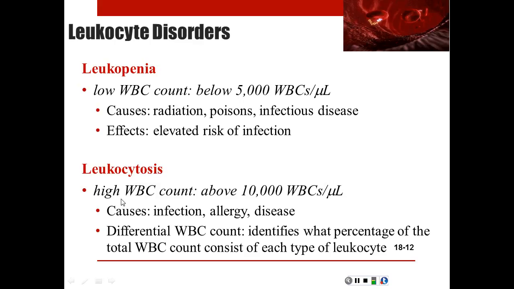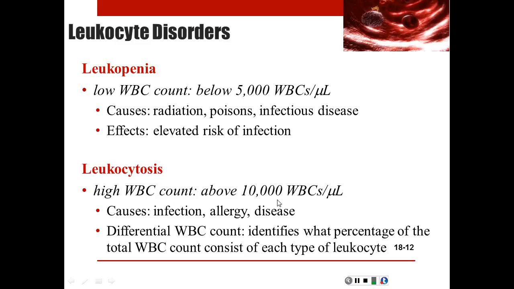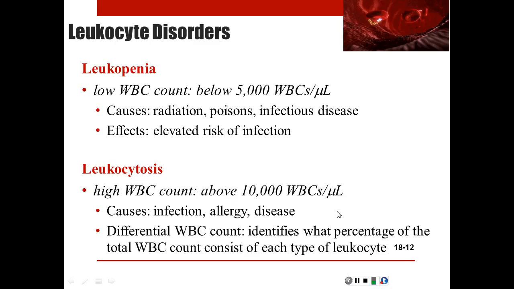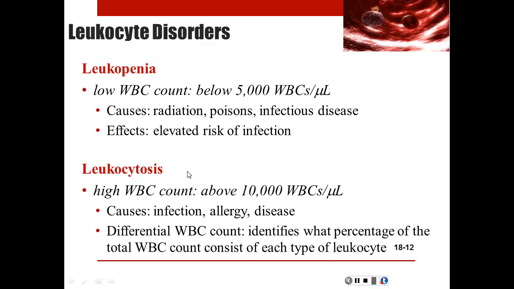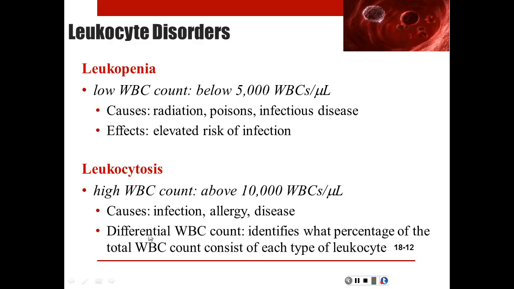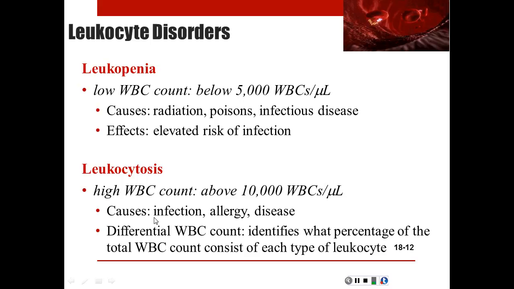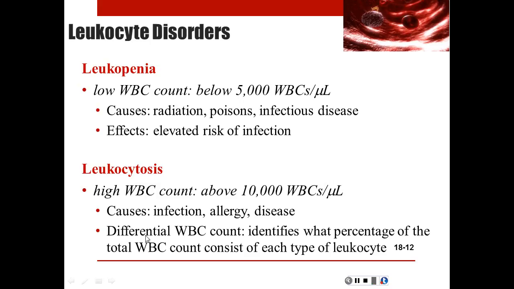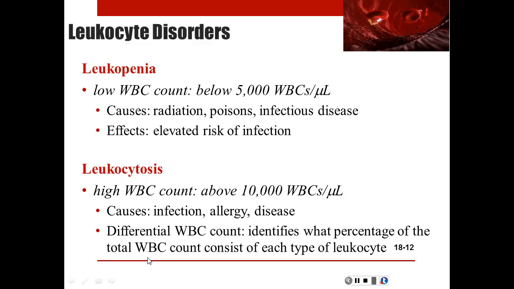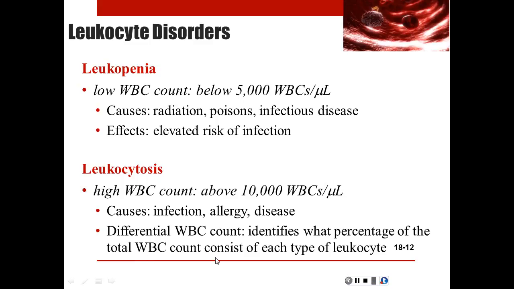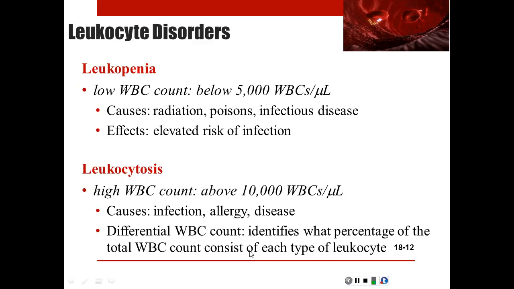Now, if a person has a white blood cell count higher than normal, higher than 10,000 white blood cells per microliter, it is considered leukocytosis. It is usually an indication of infection, allergy, or maybe other diseases. Now, a differential white blood count identifies what percentage of the total white blood count consists of each type of leukocyte.